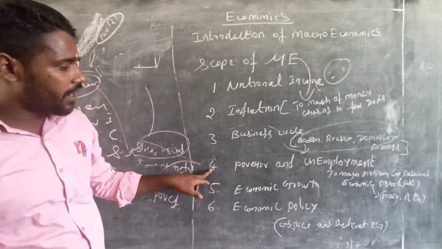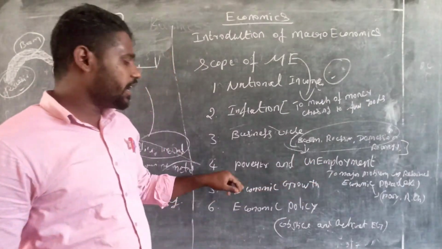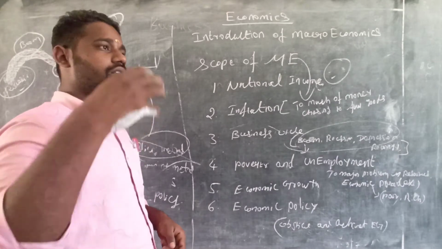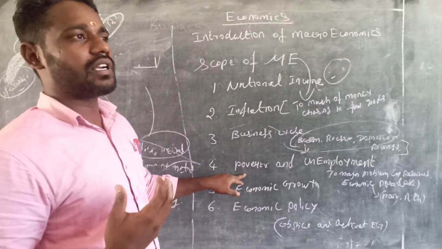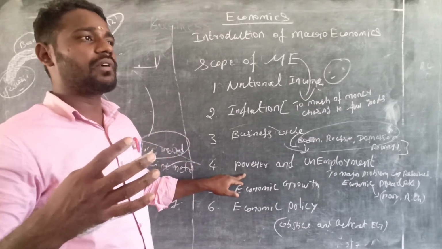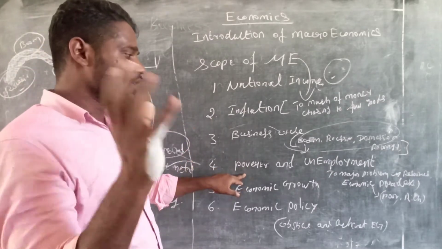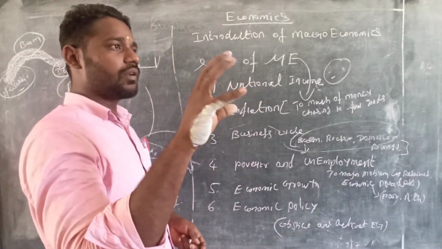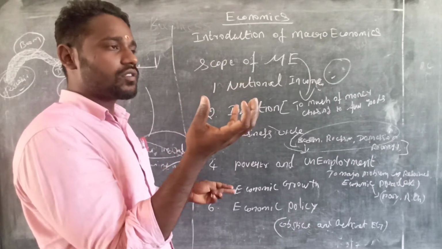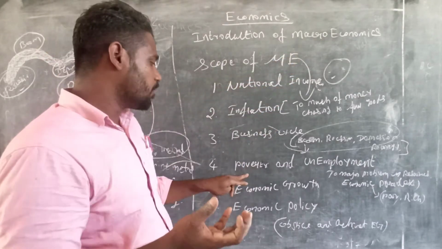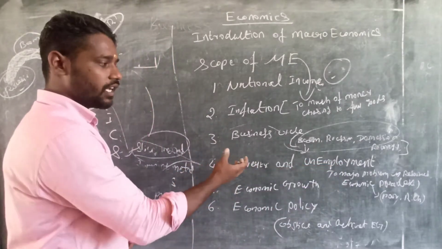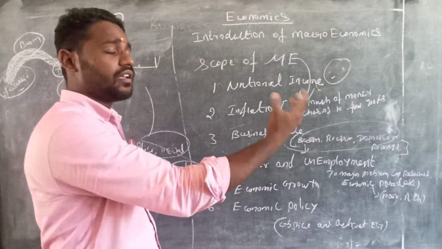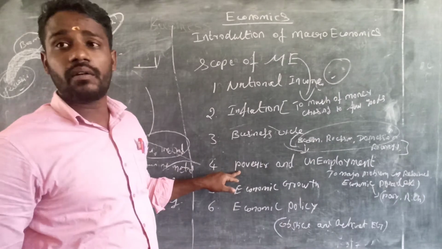The fourth point is poverty and unemployment. What do you mean by poverty? Poverty is the same process: low income, low consumption, low interest rate, low savings and low investment. That is called poverty, with underemployment as well. This is a comparison of rich and poor countries, their basic needs and suitable macroeconomic policies. In poverty and unemployment, the major problem is to resolve the economic paradoxes of rich and poor countries.